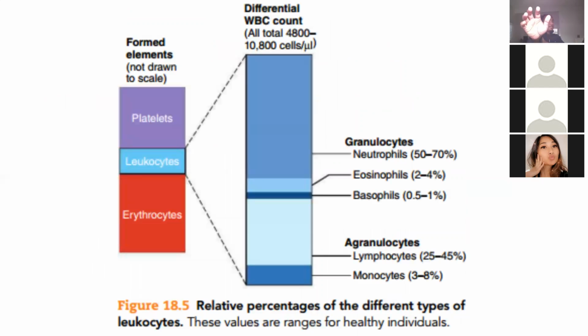And let's go to the next slide. So cell components: RBC, WBC, and platelets. Look at that, platelets. Now we are looking at the WBC, leukocytes. In leukocytes, you will see the granulocytes colored deep blue, and agranulocytes in the light blue color. Among the granulocytes, neutrophil is most common, 50 to 70%.